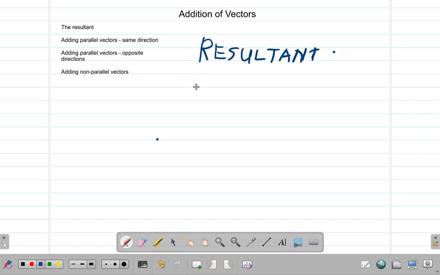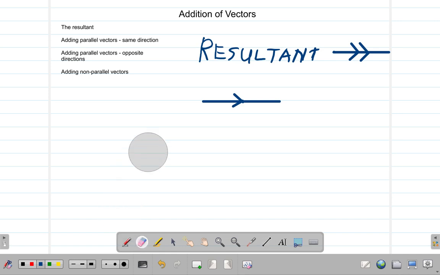Now we're going to add two vectors. But just before we do that, you remember each individual vector is drawn like this. But when you draw the resultant, you draw it like this. You put two arrows on the resultant to show it different from the individual vectors that you added to obtain that resultant.